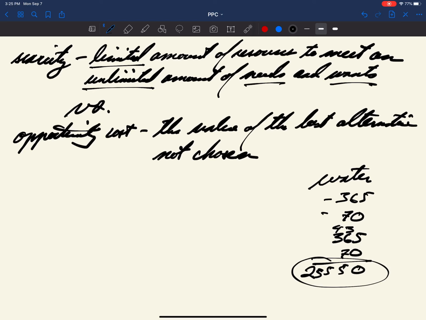So that's scarcity. Now, why is it important? Because ultimately, if we have a limited amount of resources to meet an unlimited amount of needs and wants, then ultimately scarcity forces us to make a choice. And that's why we're here. Economics itself, in general, as a basic idea, is to study choice and how we satisfy our needs and wants. Because we can't have everything that we want.